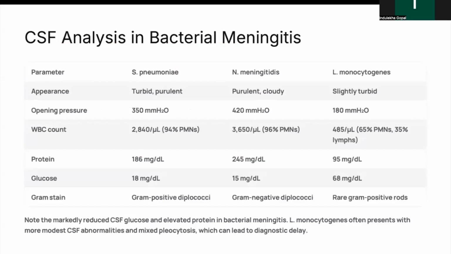We already talked about a comparison of the CSF. There will be markedly reduced CSF glucose and elevated protein in bacterial meningitis. In Listeria, often there will be modest CSF abnormalities with mixed pleocytosis. So there can be a diagnostic delay.